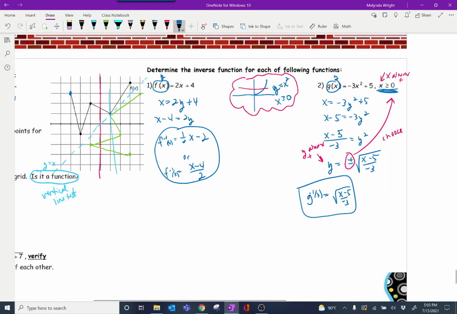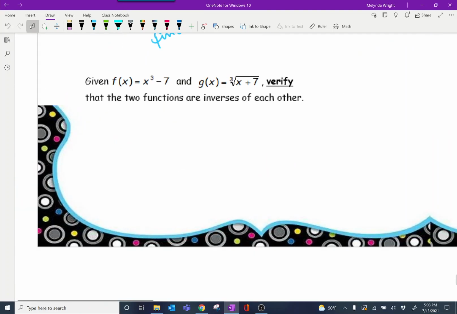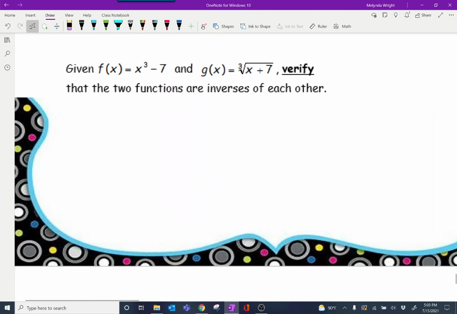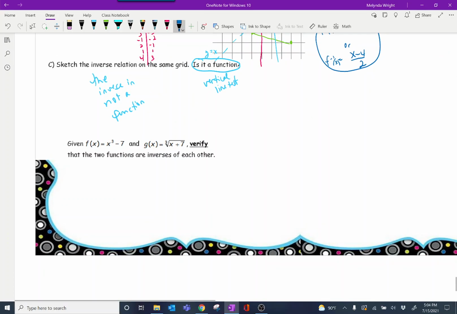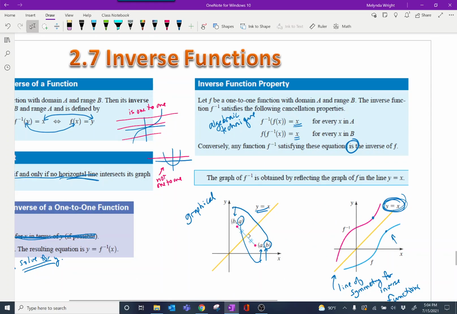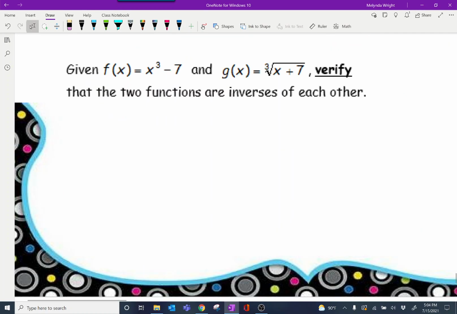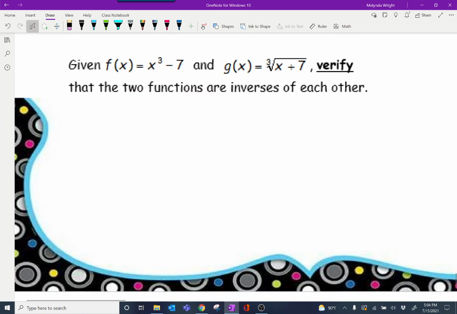All right, great. Let's look at our last example. On our last example, we're given two functions and we're just asked to verify if they're inverses of each other. Let me just remind you, we're going to do this algebraically. We're going to practice this algebraic technique. We're going to do a composite function. That's what we're going to do. And then see if it simplifies to be just x. All right, so let's check that out.